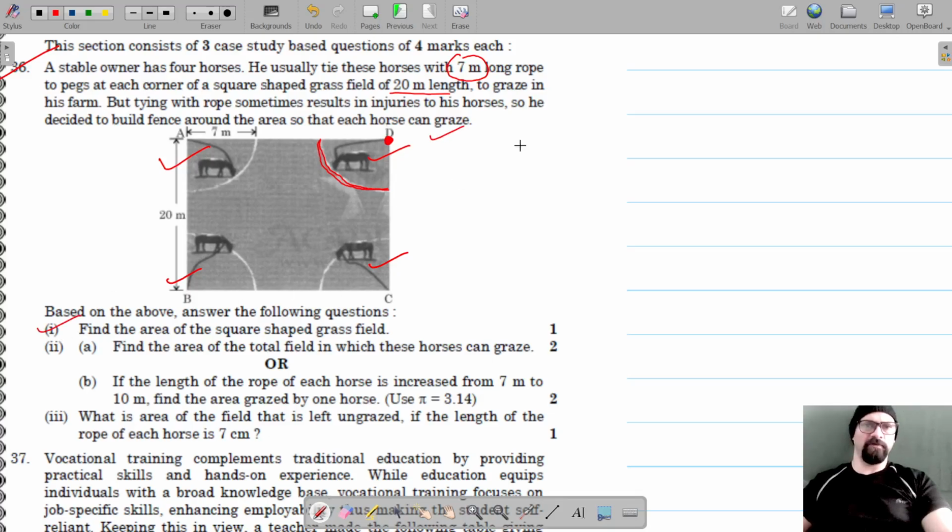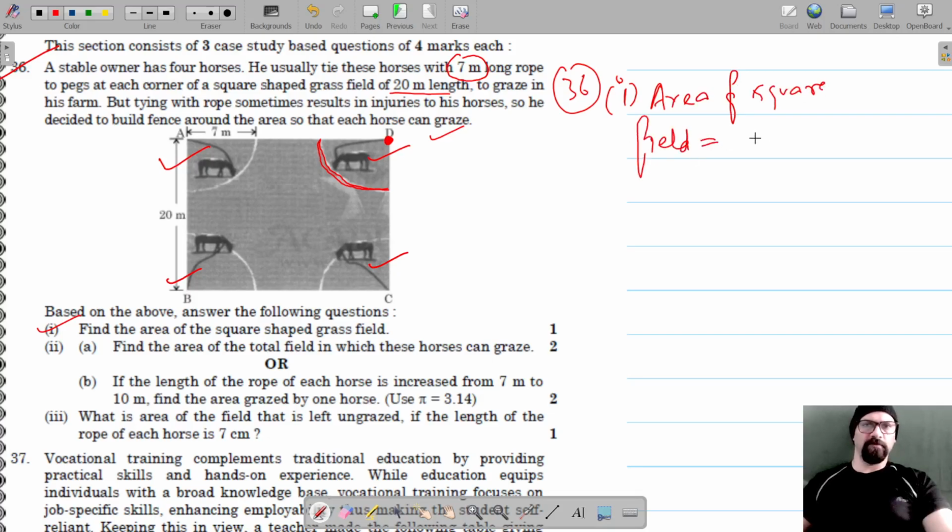Based on the other information, we have to find the area of the square shaped field. So area of the square shaped field, this is the square, is side into side. Its length is 20. So 20 into 20 is 400 meter square. So this is 400 meter square, the area of the square shaped field.